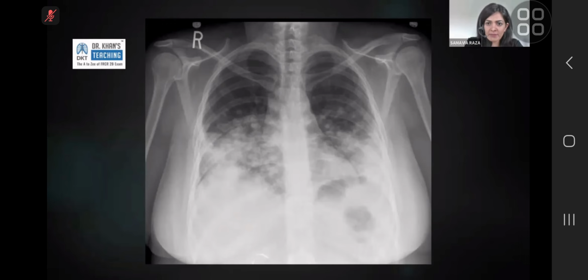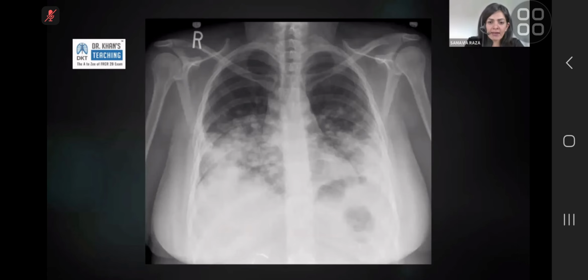Mixed nodular and airspace shadowing is absolutely right. You see areas that look like consolidation, but towards the mid zones, you see these nodular looking opacities bilaterally. So that's absolutely right. The thing with this is very marked upper zone sparing, and that makes you think of rare and wonderful or very specific diagnoses.